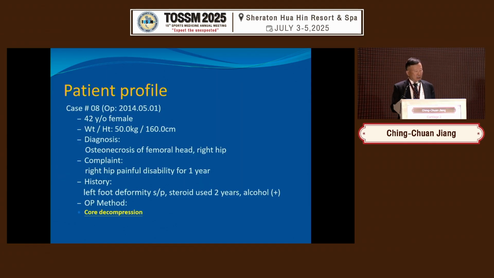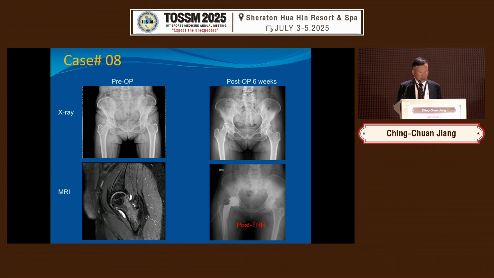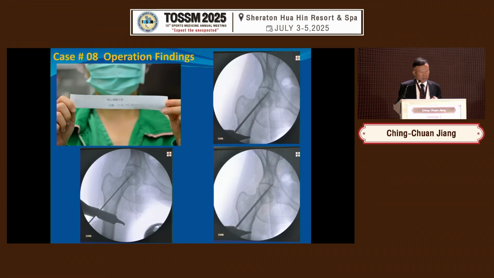So the next patient is a 42-year-old female. She was randomized to the core decompression group. We can see the pre-op X-ray is clearly osteonecrosis. The cartilage is intact. So we have done the core decompression, but unfortunately, 6 weeks later, the core decompression failed, and she went on to total hip replacement.